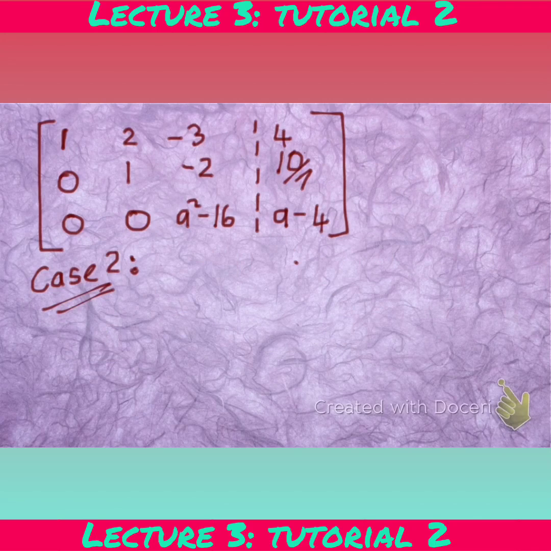Okay, so let's move on to the next case, and that's case 2. In case 1, we considered the case where a squared minus 16 is 0, and now we're going to consider the case where a squared minus 16 is not equal to 0. So because a squared minus 16 is a non-zero number, we can assume we can divide the last row by a squared minus 16. And that is exactly what we're going to do now.